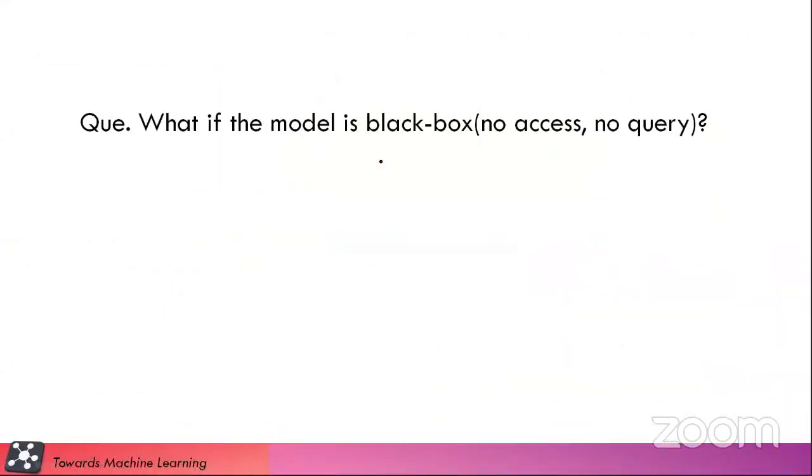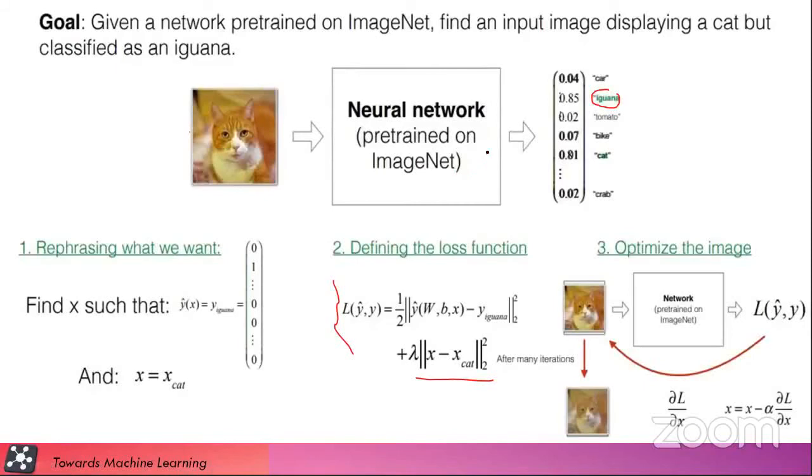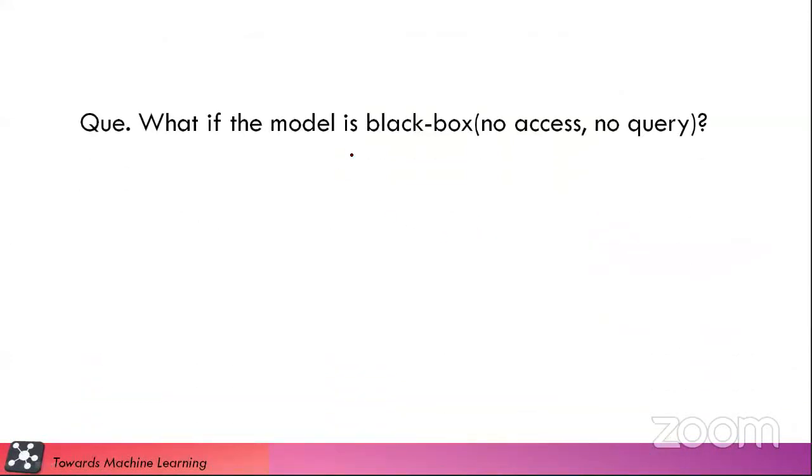Although all the above things which we have discussed are for the white box model, here we have a network with us, and we are just querying it, and using the parameters we are optimizing the image. But what if your model is a black box model? Meaning you do not have access to it and you can't query it. Then how can you go about making an adversarial example?